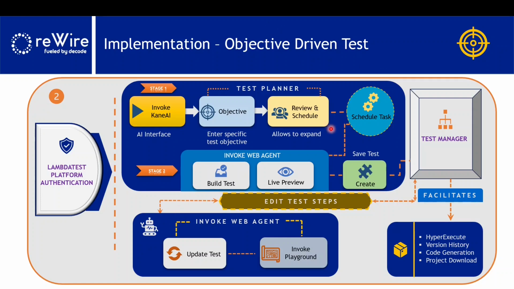So in this particular objective driven test, we have stage 1 and stage 2, where we can provide the objective to the AI interface, and that will process this given objective, interpret it and create this schedule. The schedule will form a process and understand that objective and create its steps automatically, and then the completed build test process will allow the end user to save the test into the test manager.